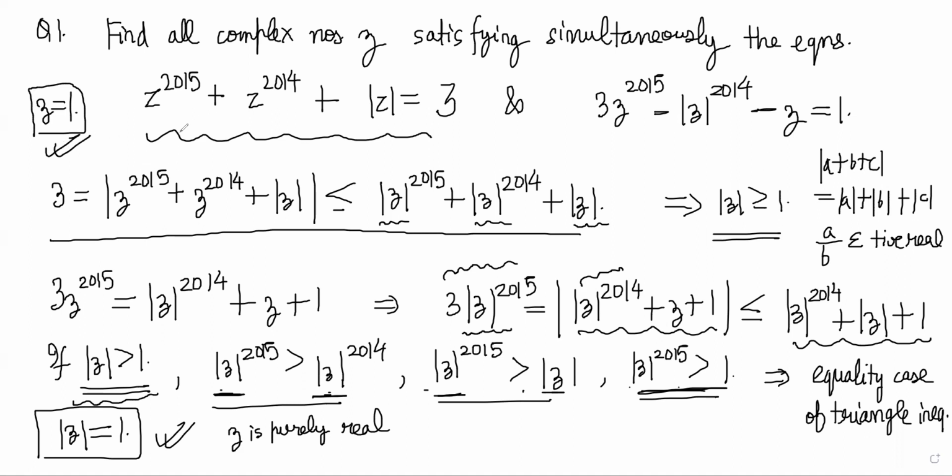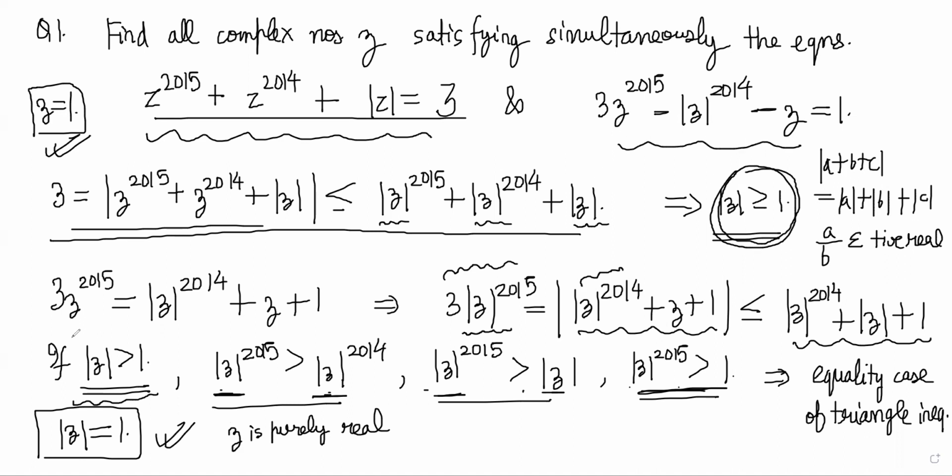How did we arrive at this? We looked at the first one, we applied the triangle inequality, we got mod z is greater than or equal to 1. And then we looked at the second one, applied the triangle inequality again, and in the case that mod z is greater than 1, we are getting a contradiction. So that means mod z must be equal to 1. Mod z is equal to 1, the number 1 is the solution for this. And in the equality case, the complex number becomes real. We have seen that before in the previous video, so you should refer to that if you are slightly confused about that.